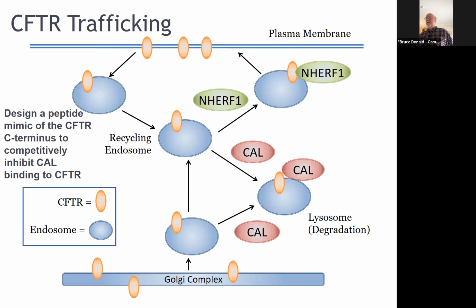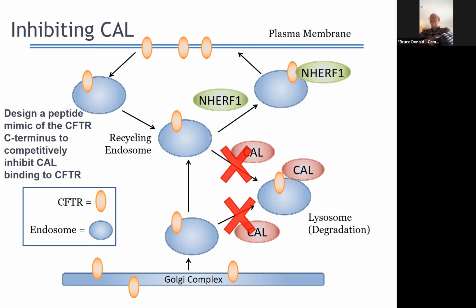And the other thing to note here is that the mistrafficking of CFTR, i.e. the degradation, is much faster in the mutated protein, in the one that has the delta F508 deletion. And so the idea is, can we design a selective inhibitor that will ablate binding of the PDZ domain hand of CAL to the C-terminus of CFTR, thereby reducing the amount of CFTR that gets taken to the lysosome for degradation. So that's what we'd like to do, a competitive inhibitor of the C-terminus. So let's see what we can do with protein design.